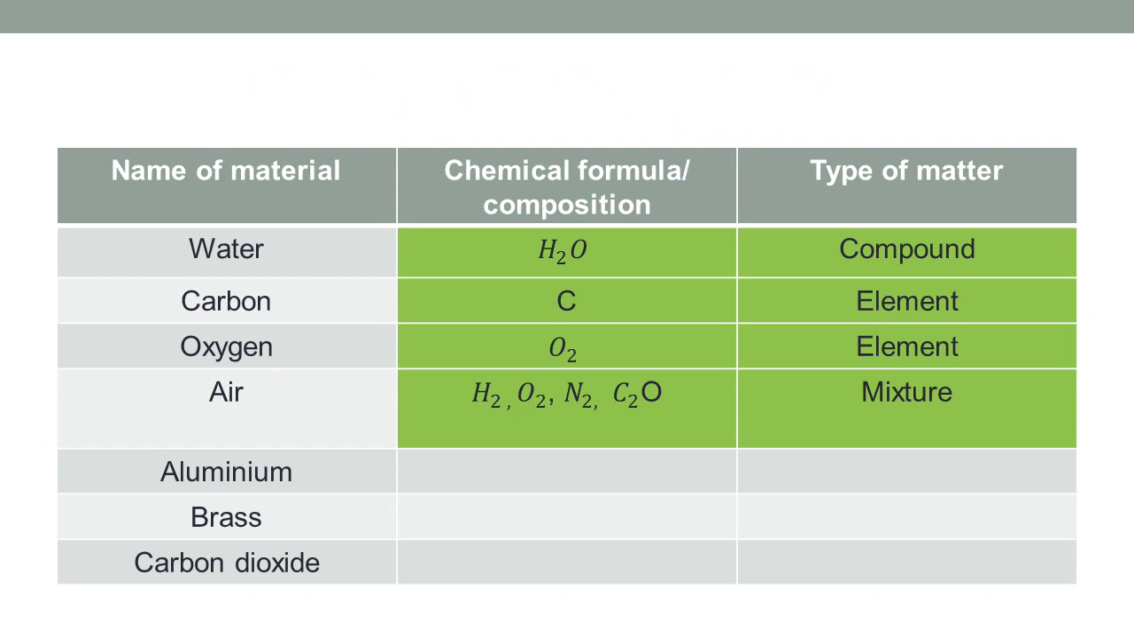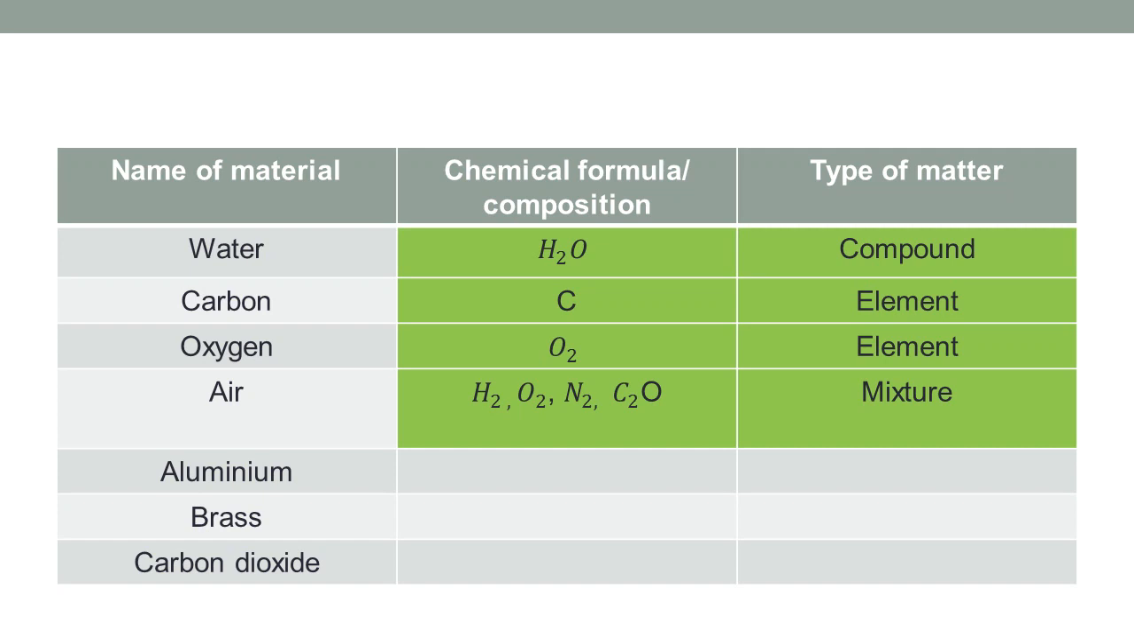Students, on this slide you are given one table in which the name of the material is given, and you have to write the chemical formula or composition and type of matter. So for water, the chemical formula is H2O. Type of matter: it is a compound. Carbon, chemical formula is C. Type of matter, it is an element. Oxygen, the chemical formula is O2, and again it is an element.